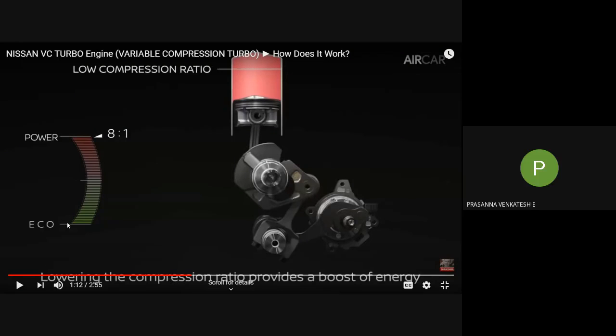Yes. So for example, which one will have more power, the petrol engine or the diesel engine?